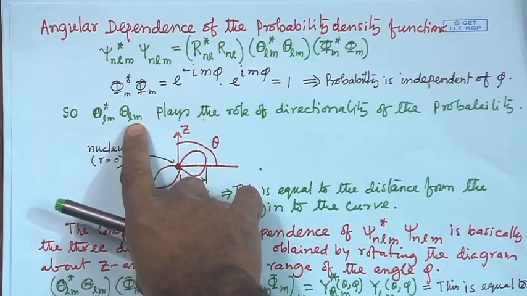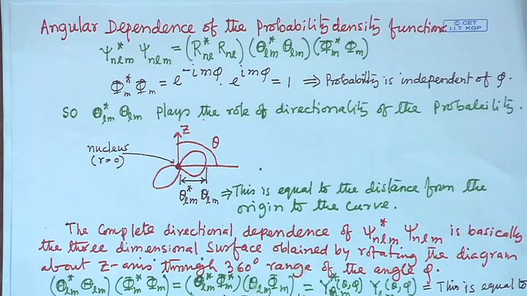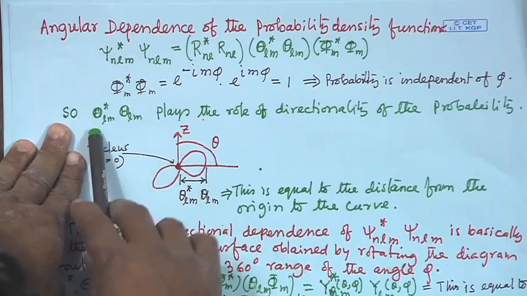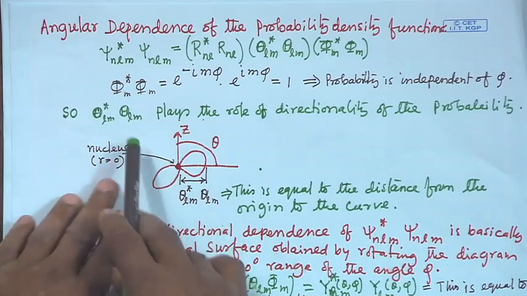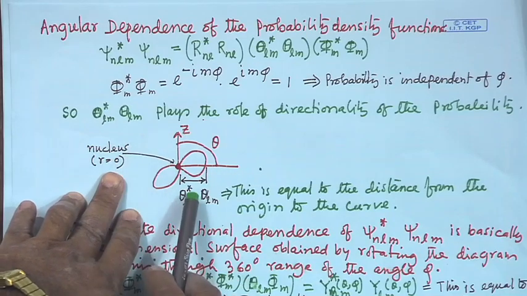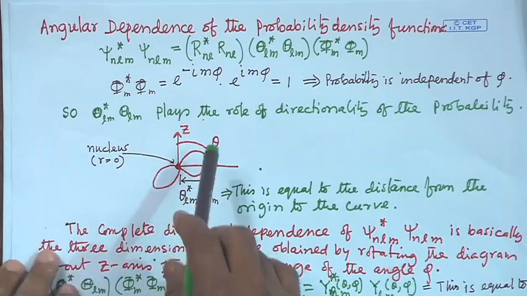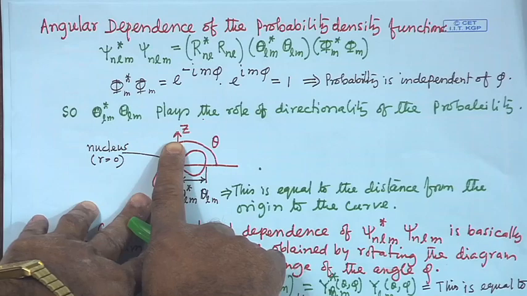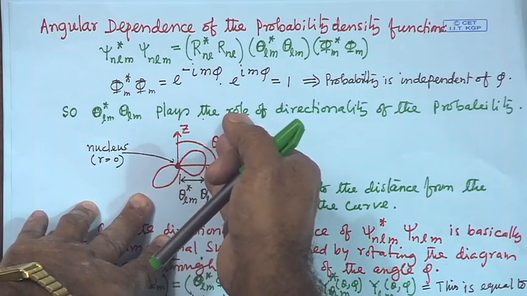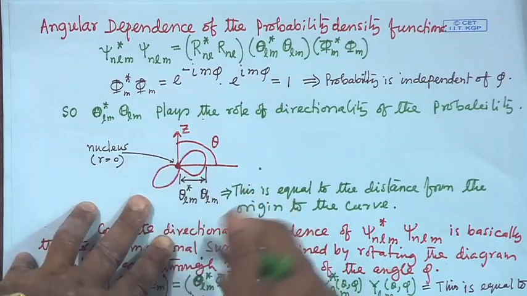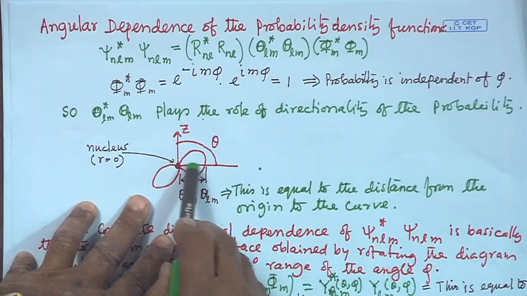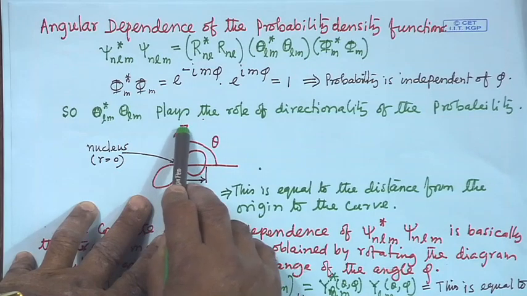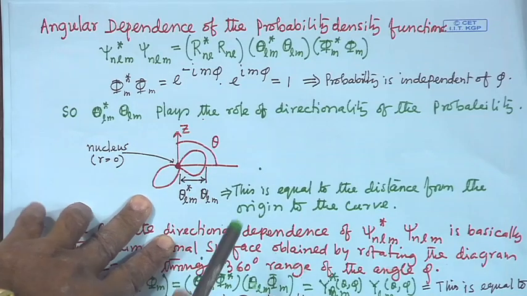So, this will tell us about the angular dependence of the probability density. This is the angular probability density, and it is defined like this. So, what is theta? Theta is the angle between a direction and the z axis. If this is the nucleus, then from the nucleus means r equal to 0, and we take the z axis.